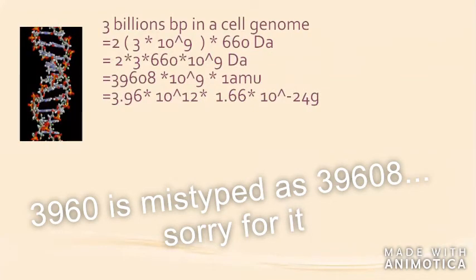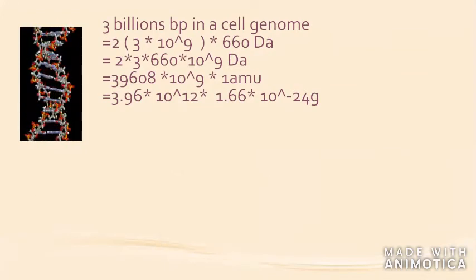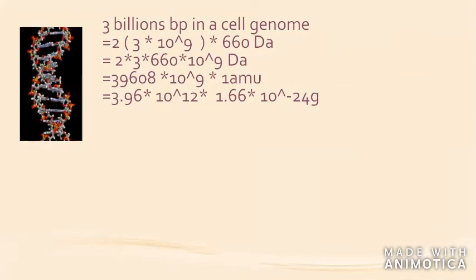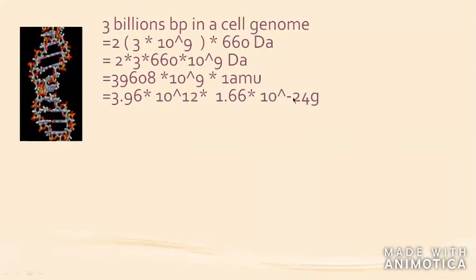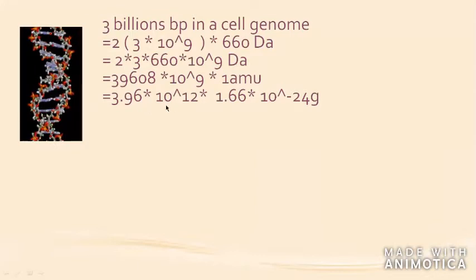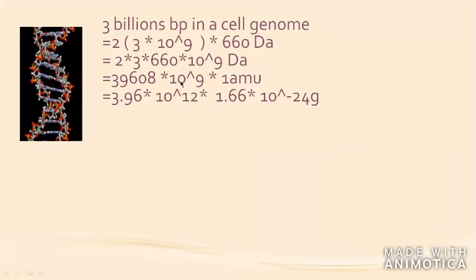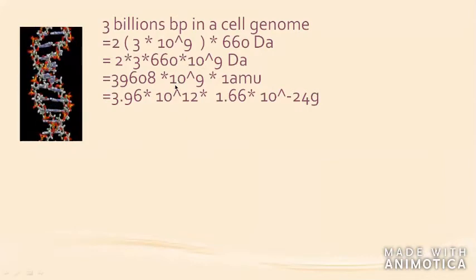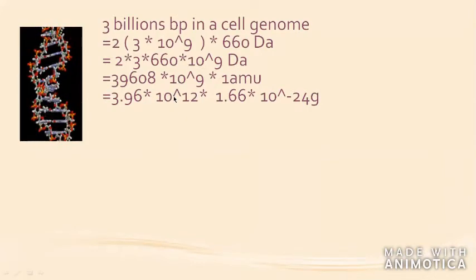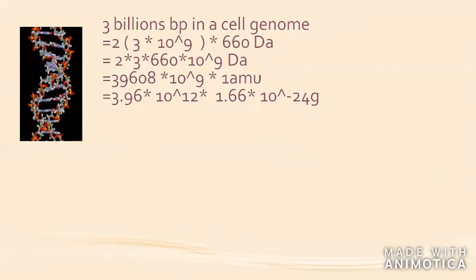So finally we shall have 3.96 * 10^12 * 1.66 * 10^-24 gram. 1.66 * 10^-24 is the value of AMU, and this 3.96 comes after simplification, where we are converting 10^9 to 10^12. So this is the calculation you can simply do. We just have to understand the process that we are following.